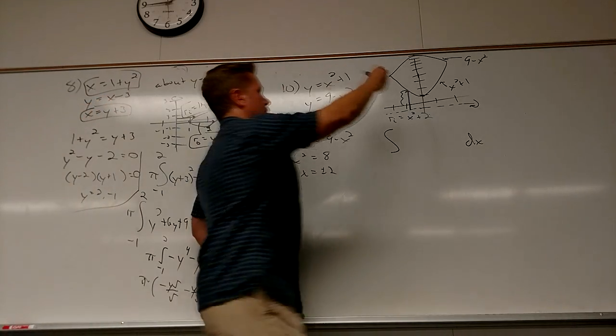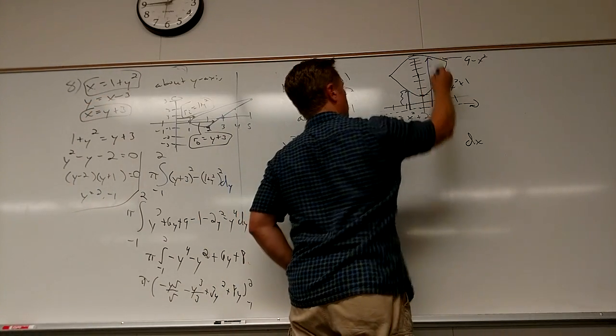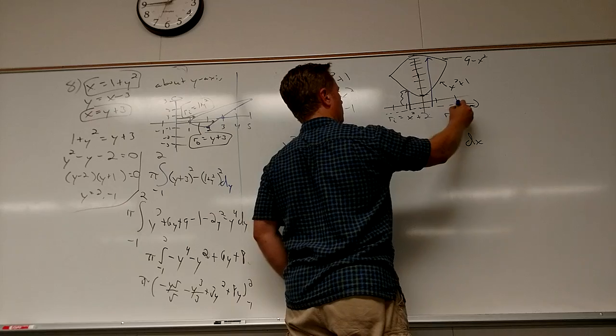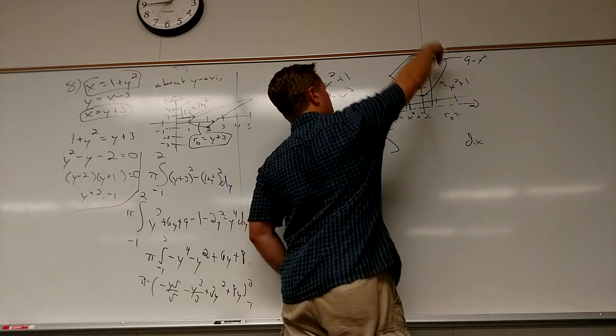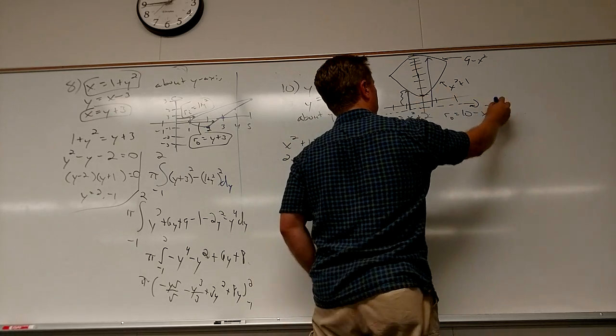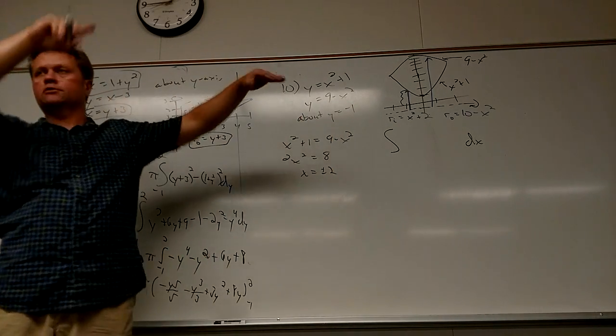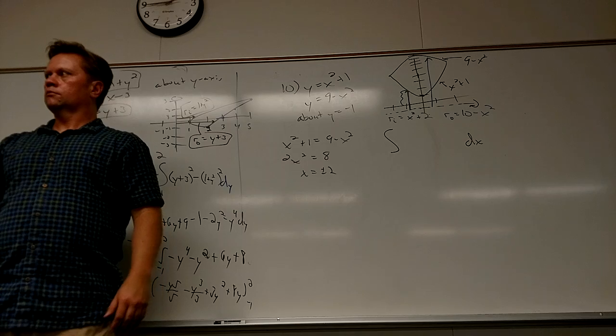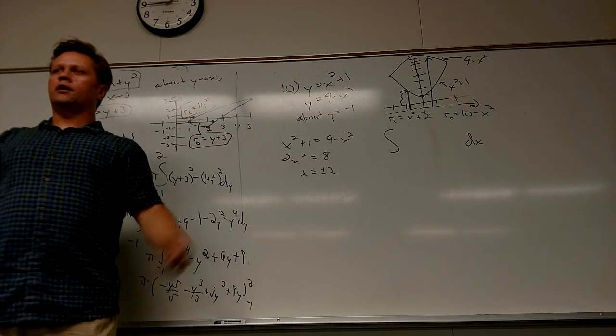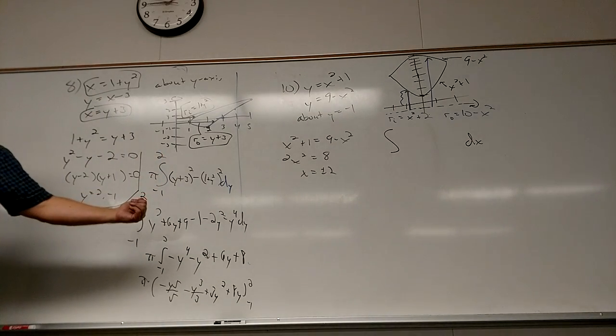And the outer radius is going to be, of course, 9 minus x squared plus the extra 1, so 10 minus x squared. And then it's the same process, right?